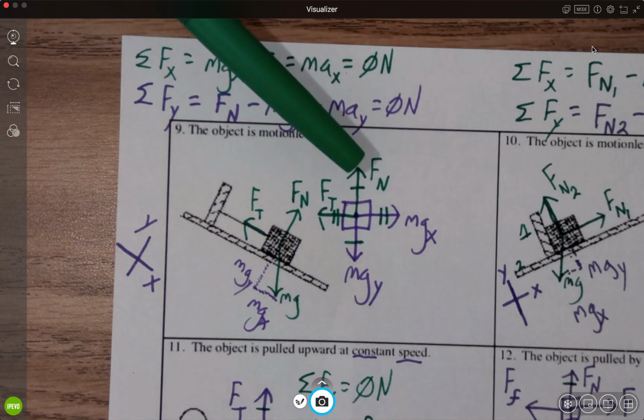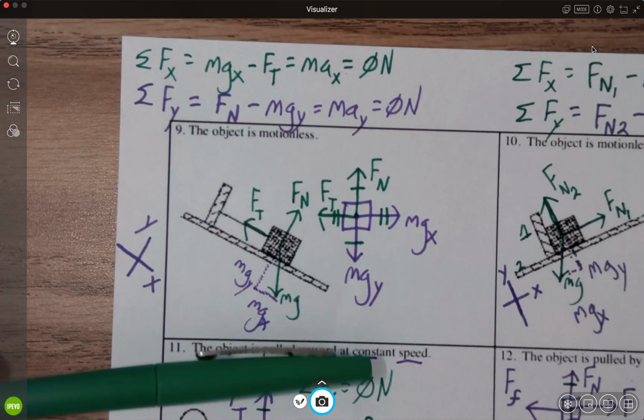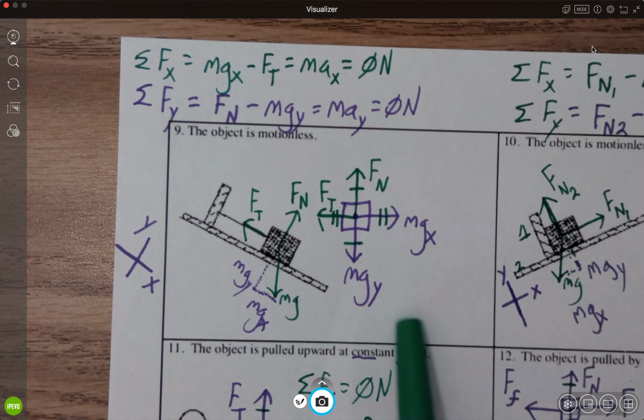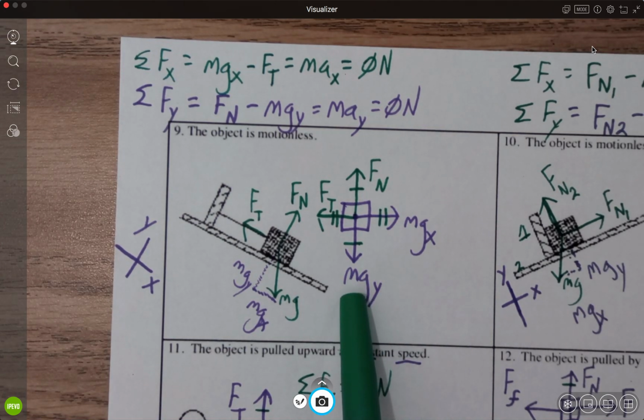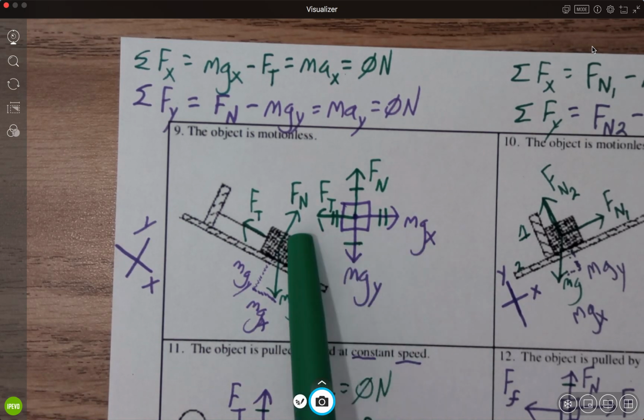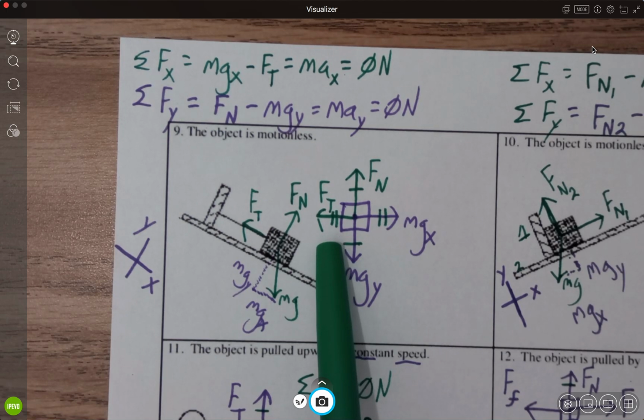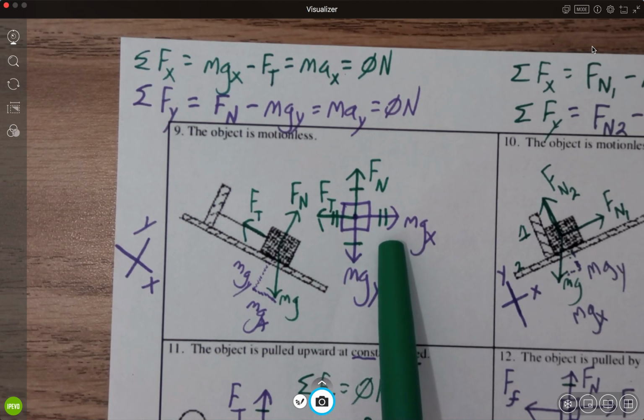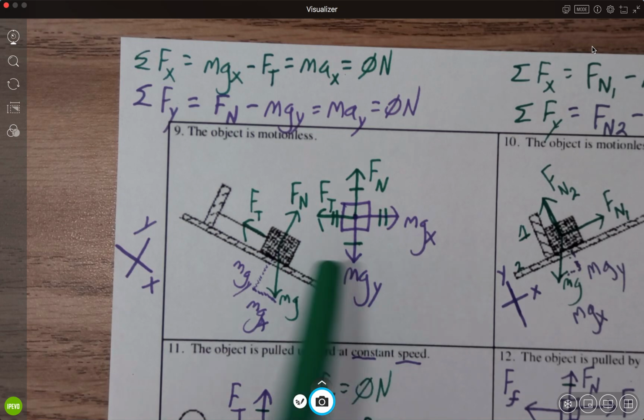So now I have the normal force in the y and mg in the y. I set them equal to one another because this object is motionless. There's balance in the y direction. We also have mg in the x. That's going to be equal and opposite to that tension force. And that mg in the x is going to be equal to that, so it's balanced.